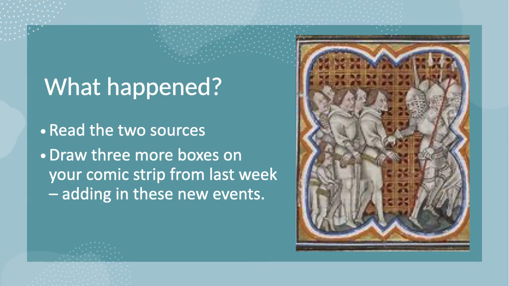So what happens next? Well, what I would like you to do is read the two sources, okay? And from those two sources, I want you to go back to last week's work, which was the comic strips, and I want you to add in the new events, these things that have happened that the sources have told you about. Remember, each box has got to have a caption, it's got to have a picture, colour if possible, and if you get a named person, so someone like Wat Tyler, the mayor, King Richard, remember that they need to have a speech bubble, they need to be saying something.